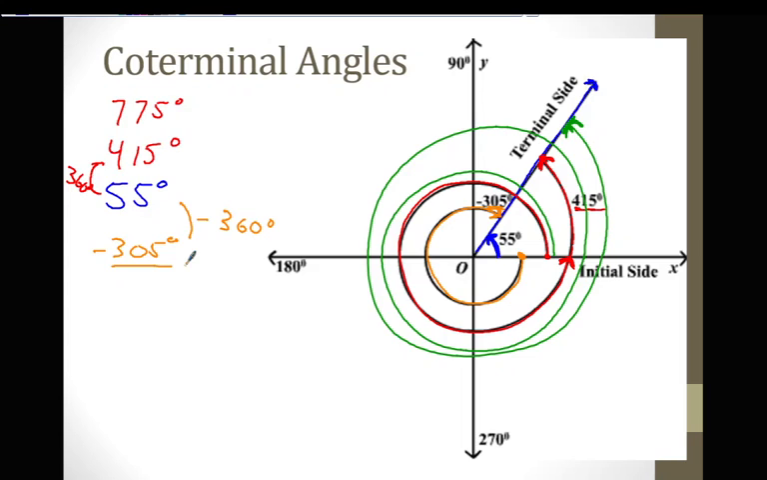So basically, coterminal angles are angles that differ by a number of rotations. Okay, that's what it means. It means they start in the same place, end in the same place. It just maybe does a lap.